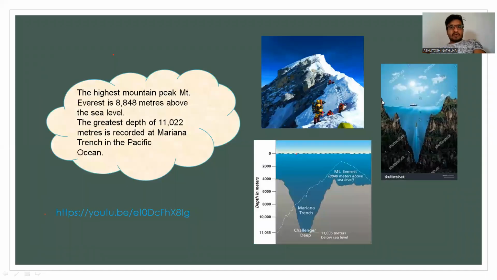So now some facts about our mountains which are situated on the lithosphere. First of all, we discuss the highest mountain peak, known as Mount Everest. Its height is 8,840 meters above the sea level. Okay, and for the greatest depth, क्योंकि जो गहराई की बात करें, 11,022 meters is recorded at the Mariana Trench in the Pacific Ocean. So this is all about the facts of this particular concept.